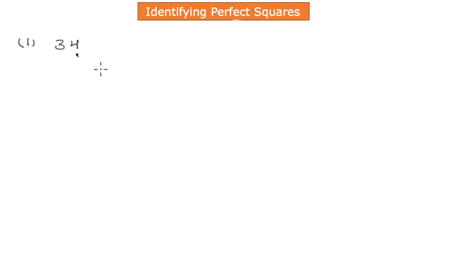Now let me take some numbers. Let's say I take 5. When I do 5 square, I get 25. And when I take 6 square, because 6 is right after 5, correct?